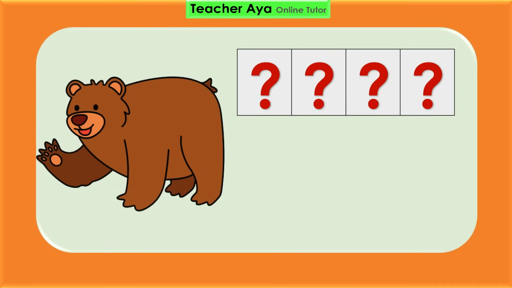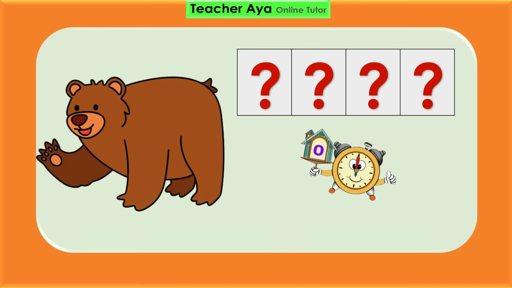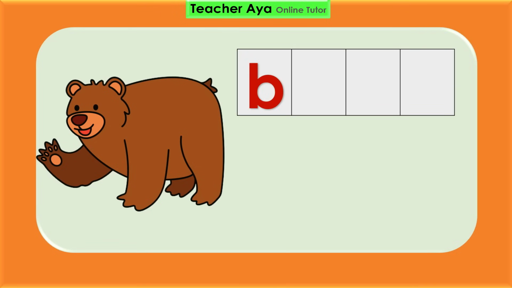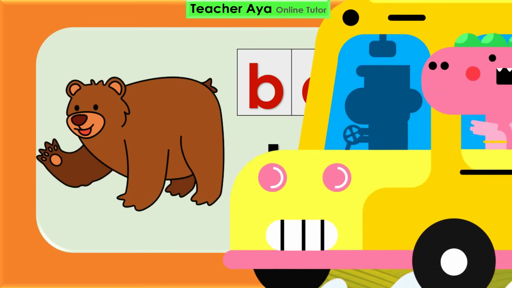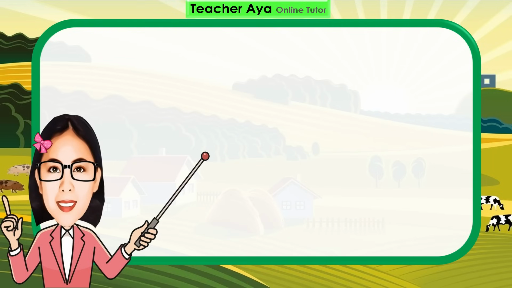Can you spell the word bear? Bear. B-E-A-R. Bear. Children, did you spell all the words correctly?